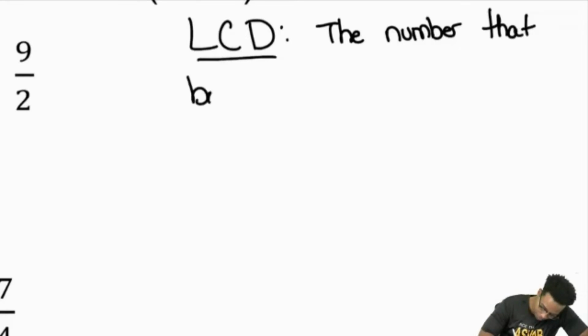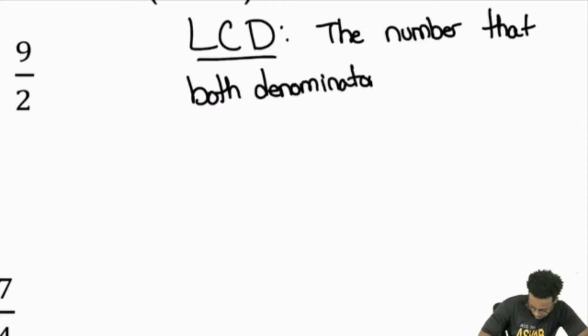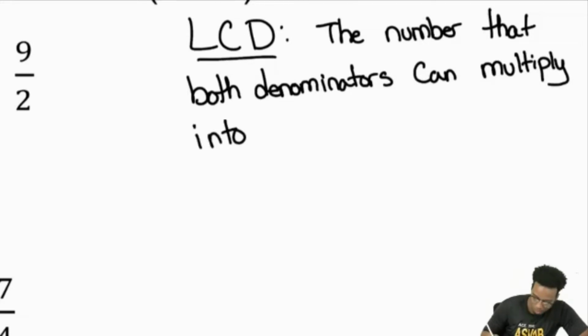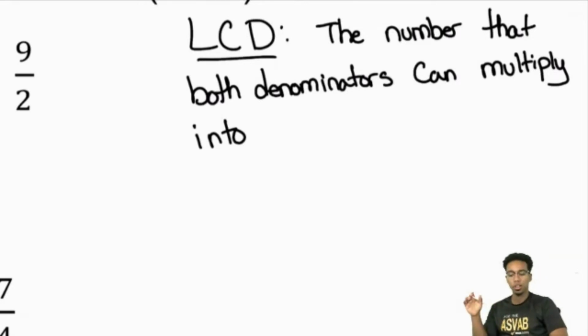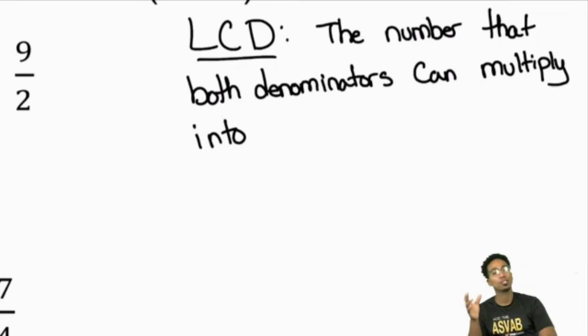that both denominators can multiply into. And remember, denominator just means the bottom. So that should be the most complicated word there. That really should be it, the word denominator. But again, denominator just means bottom.